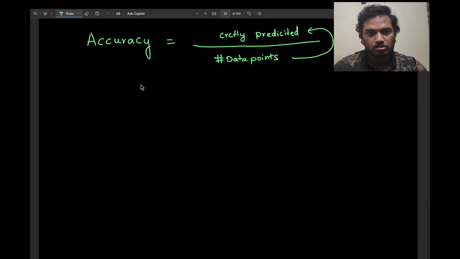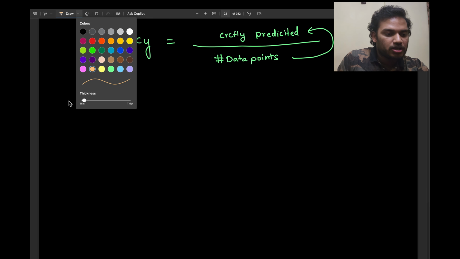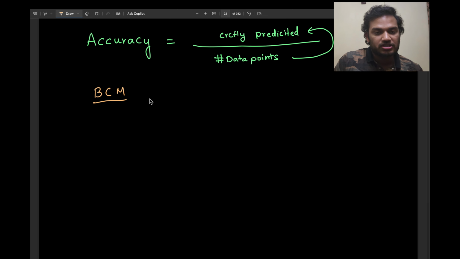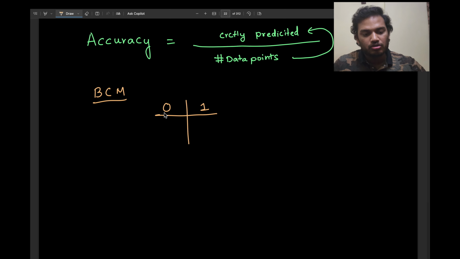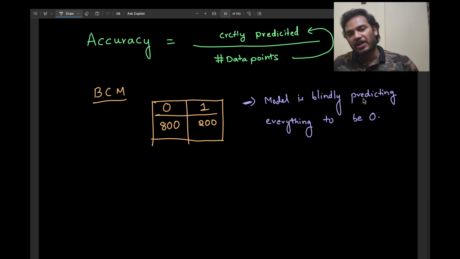If you carefully observe, there is one slight problem with this. Let's say I'm trying to build a binary classification model using, let's say, logistic regression. For such a model there will be two classes, let's suppose 0 and 1. The number of points in our data set with 0 are 800, and the number of points with 1 are 200. So my data distribution is like this, and let's say the model is predicting everything to be 0.